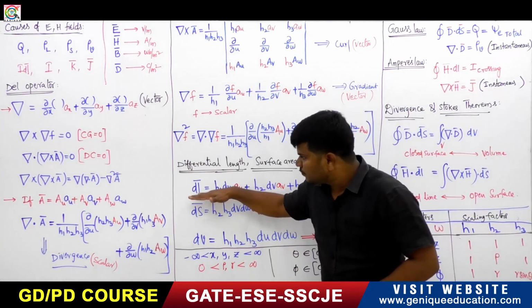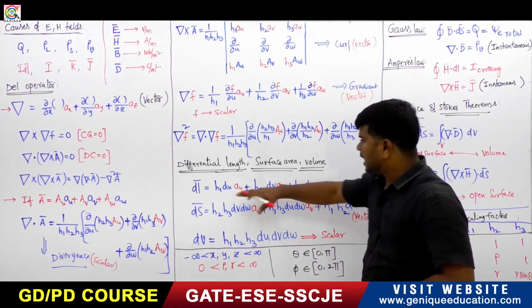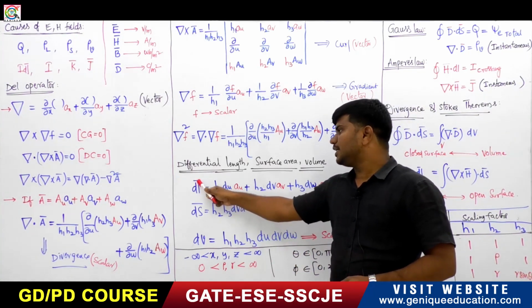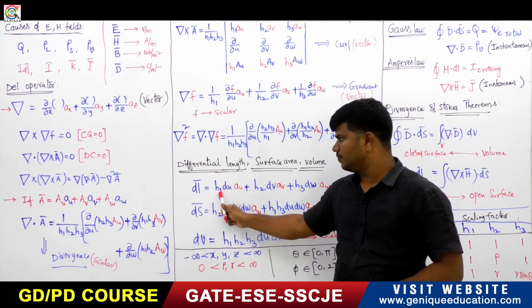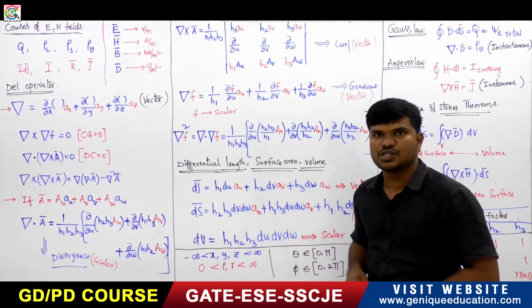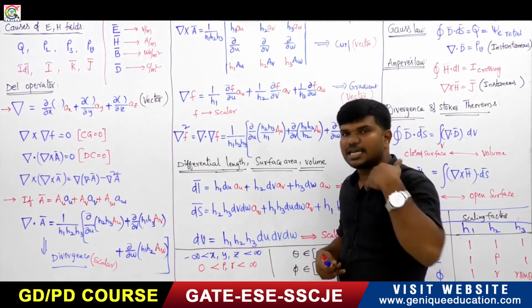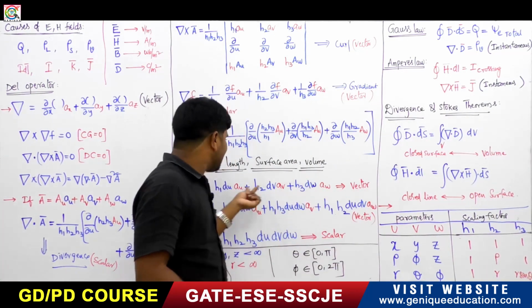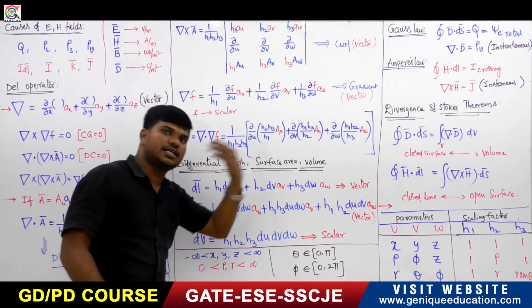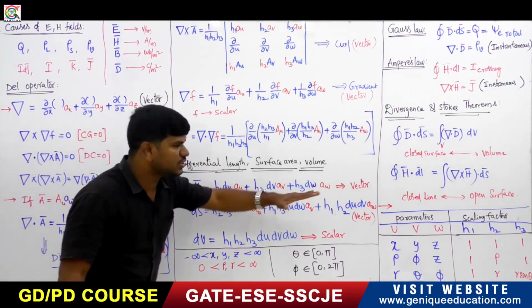For differential length, surface area and volume, there is a generalized formula. If the vector is in the form of Cartesian coordinates, you can write dl is equal to h1 dx ax plus h2 dy ay plus h3 dz az, where h1 is 1, 1 and 1. So you can write dl is equal to dx ax plus dy ay plus dz az. You can easily write the differential length in terms of the Cartesian coordinates, but it is very difficult to calculate the differential length in terms of the cylindrical and the spherical coordinates. So that's why you have to use this relation.